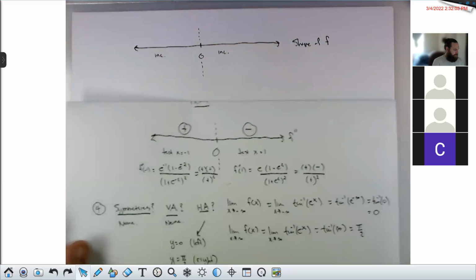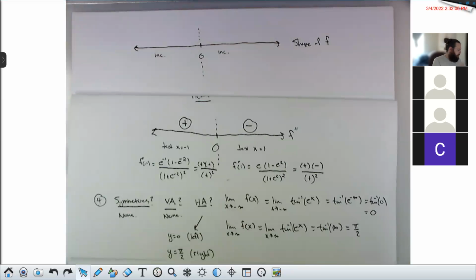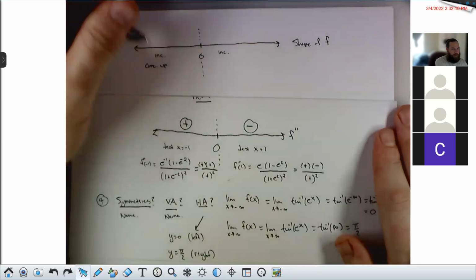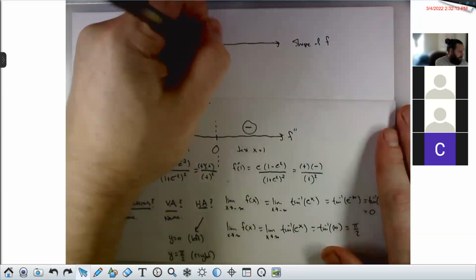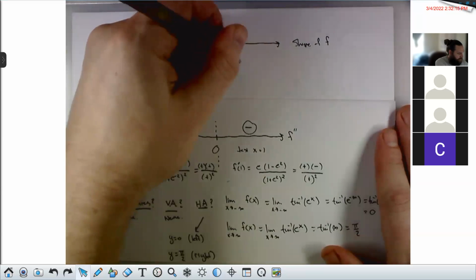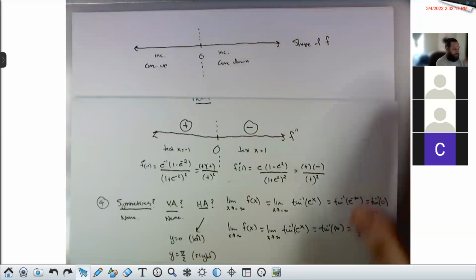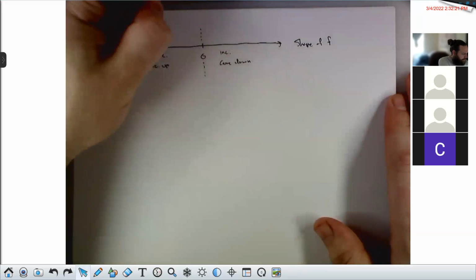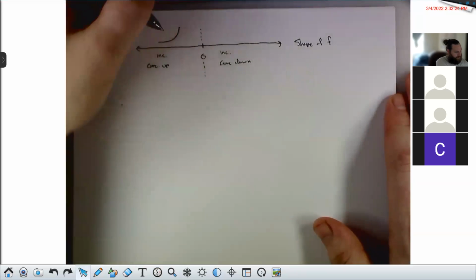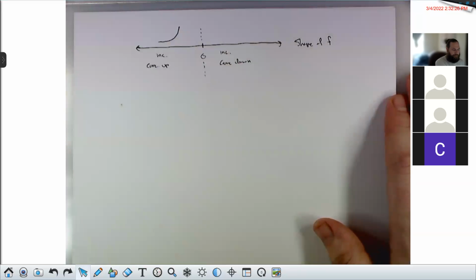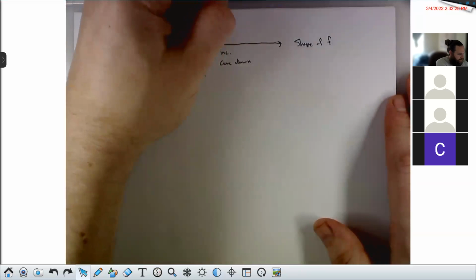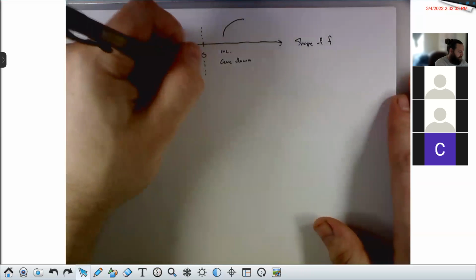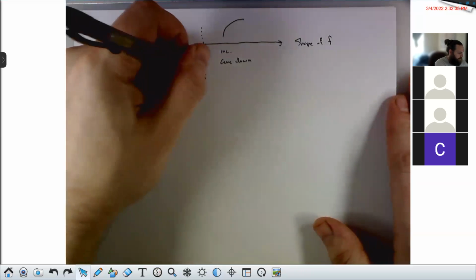Since f primed is positive, that means we're increasing always. F double primed is positive to the left of 0, so we are concave up here, and negative to the right of 0, so we are concave down here. So everywhere to the left of 0, we are increasing concave up. That looks like this. Everywhere to the right of 0, we are increasing concave down. That looks like this. And because the concavity changes at 0, that means this is an inflection point.